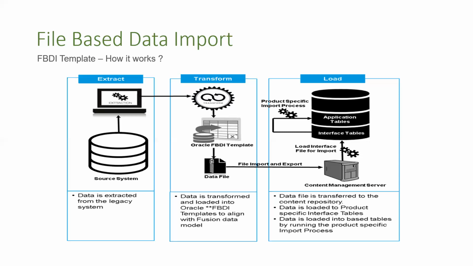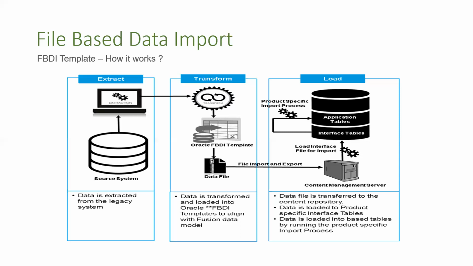Just to repeat what we have learned in file-based data import: we download the FBDI template, we populate the FBDI template, and by clicking on the button, we generate the zip file. Once the zip file has been created, we load it into the UCM server by running one program, which will load the data into the interface table. Once the data has been loaded into the interface table, we run the interface program, which will load the data into our base table. So basically, we are running two programs in our Oracle Cloud. One program loads the data into our interface table, and the second program picks the data from the interface table and loads it into our base table.